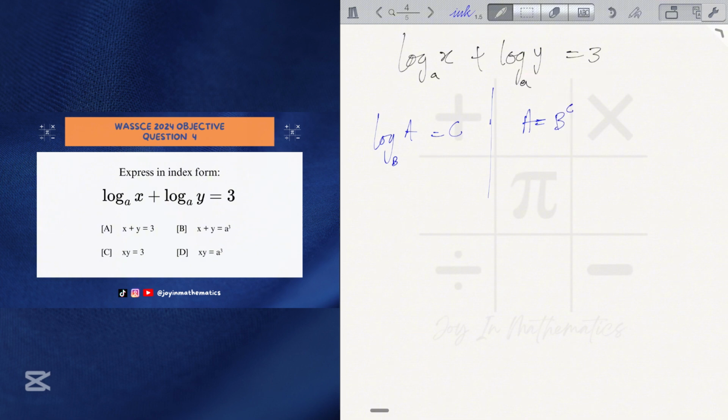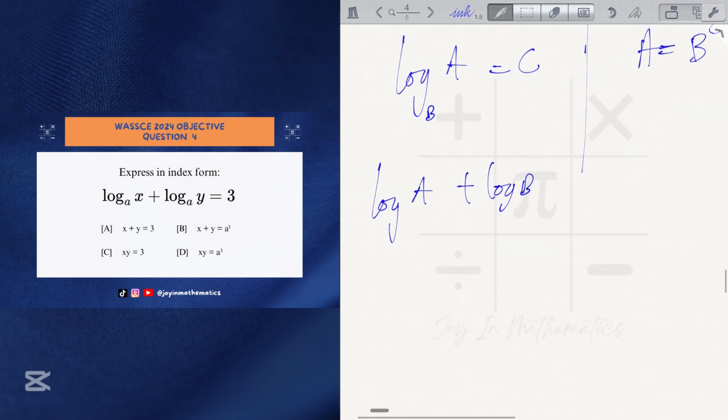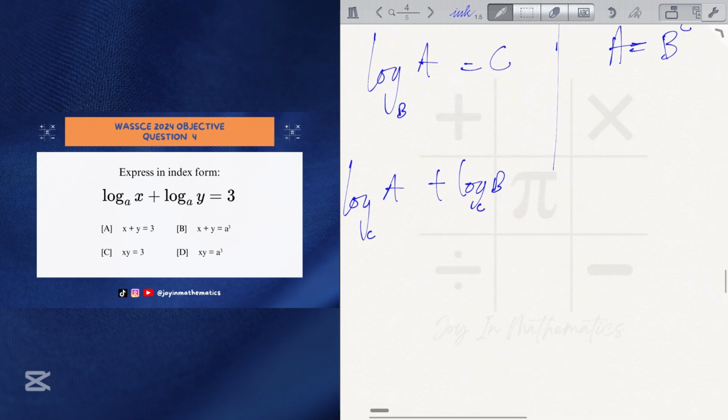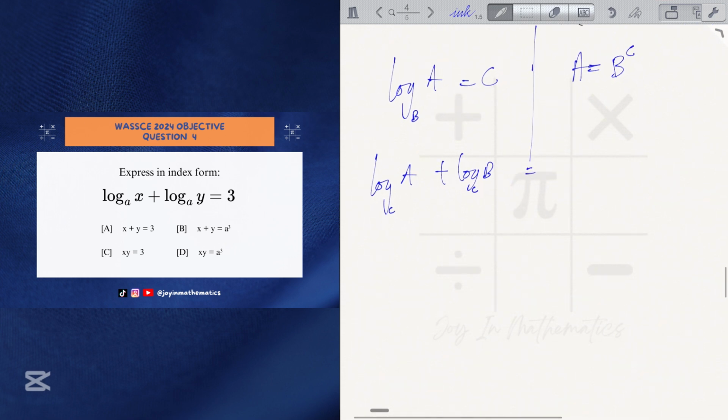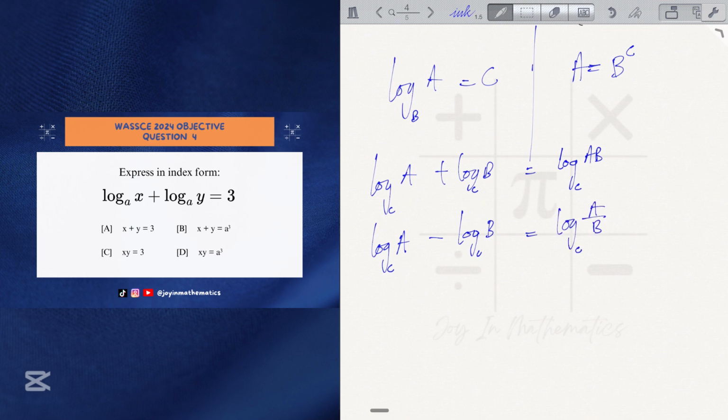So in view of that, let's look at the laws of logarithm. If you have log a plus log b, provided they have the same base, let's call the base c, then if they are adding together, the result will be the multiplication of the numbers. So that will give us log ab to the same base c. Similarly, if they are being subtracted, that's log a minus log b with the same base c, this will be equal to log a over b to base c. So with this, we have the two basic laws of logarithm.